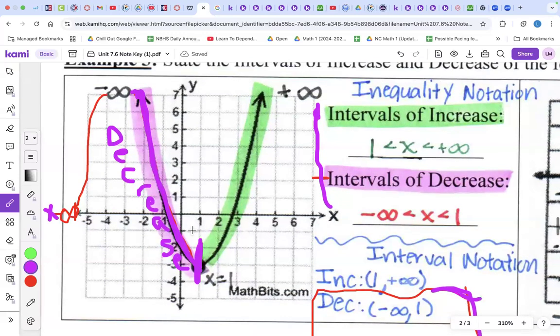Now, once that water hit that pond at 1, a hose or some large vacuum started pulling it up. And it's going up and up and up. And because it's going up now, that is called your increase.